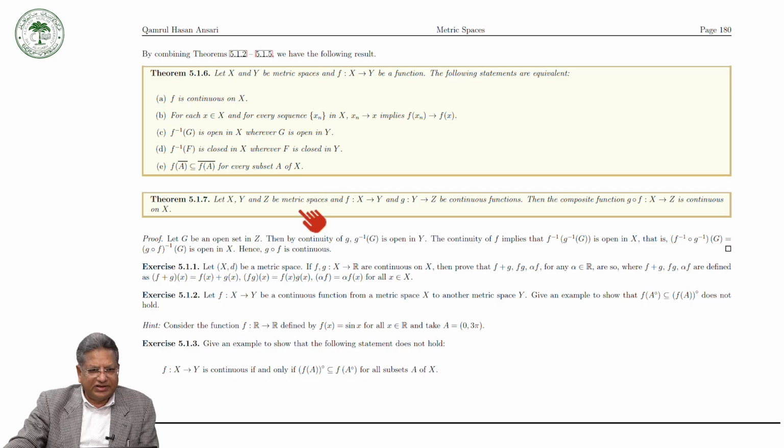So you can see I have given here the hint. You can consider a real valued function defined as f of x is equal to sin x and take A to be the open interval (0, 3 pi). And then you check whether this condition holds good or not. Of course, the function f of x is equal to sin x is a continuous function. So you can see this one.